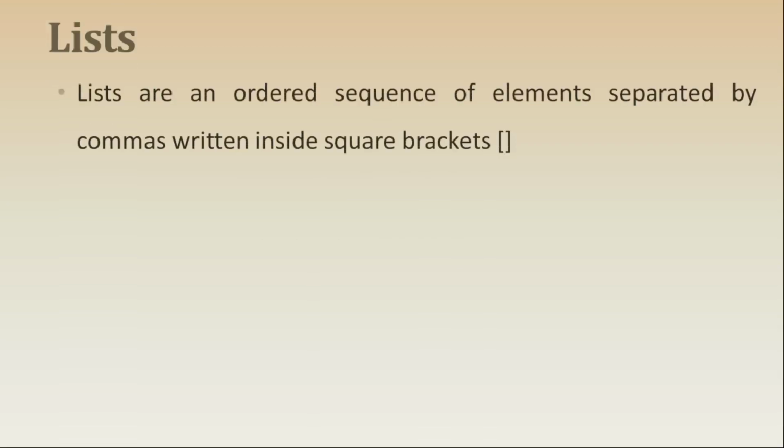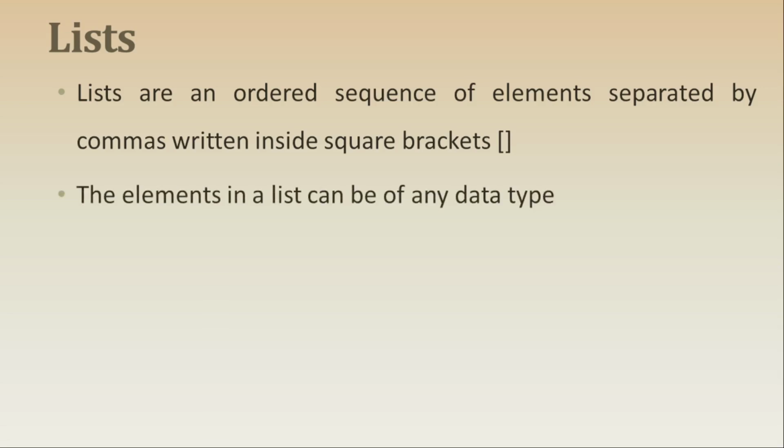Lists are an ordered sequence of elements separated by commas written inside square brackets. Ordered sequence of elements means that the order in which we give the elements is maintained in a list, so you can access each element using a specific index. That is why it's called an ordered sequence of elements. And the template is you write the elements within square brackets, where the elements are separated by commas.